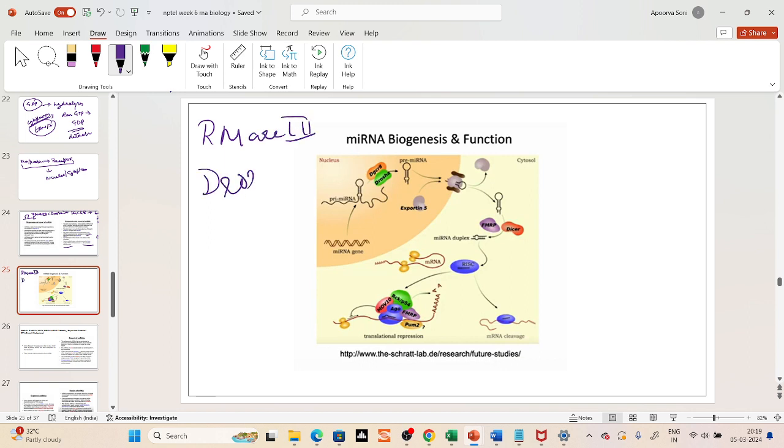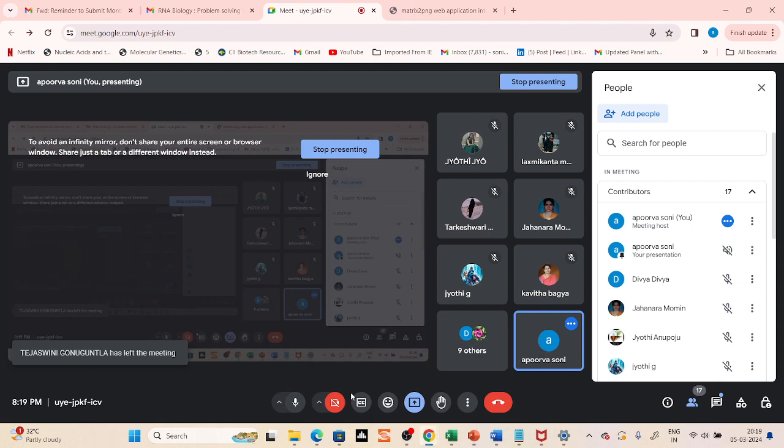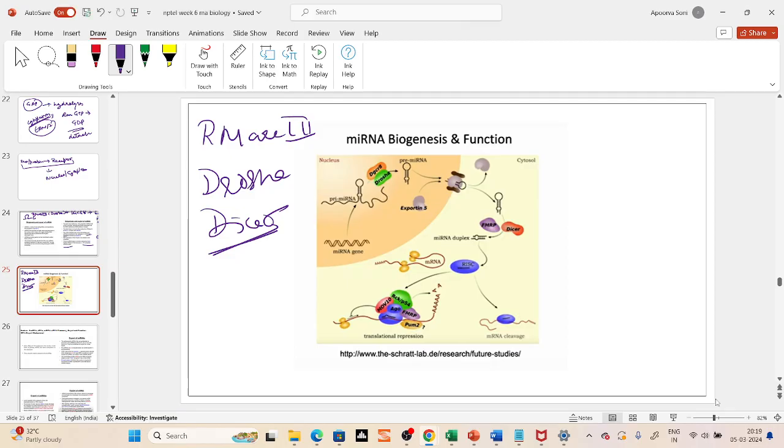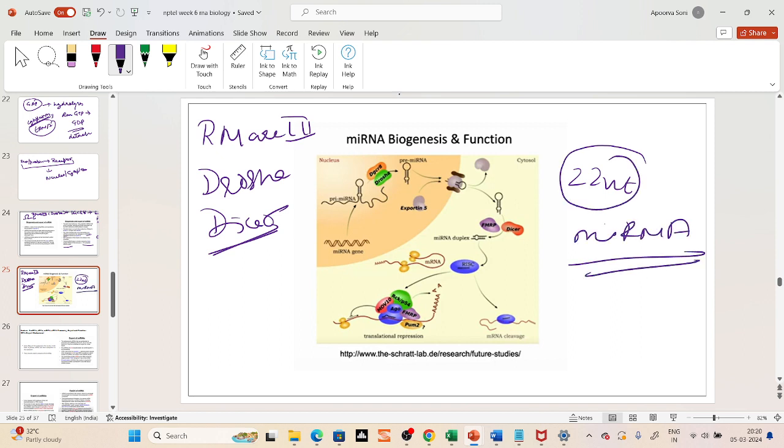One is Drosha, the other one is Dicer. Drosha is acting in the nucleus or cytoplasm? Tell me. Nucleus. Drosha is acting in the nucleus and Dicer acts in the cytoplasm. After the final cleavage, a 22 nucleotide product is formed, which is your microRNA, which does the repression, which inhibits the protein synthesis either by translational repression or by mRNA cleavage.